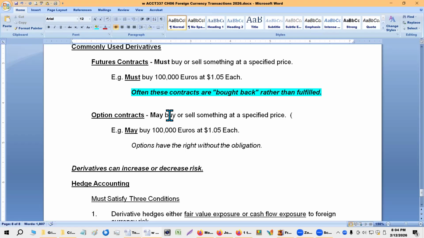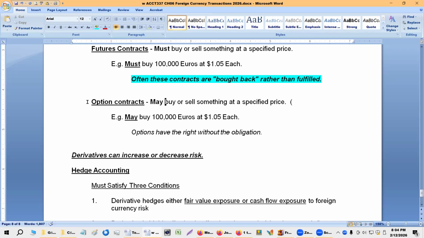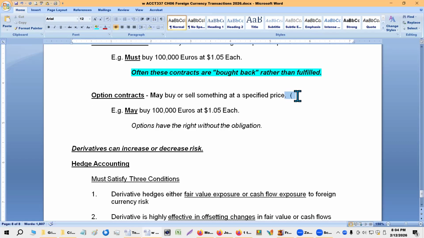Okay. Options are similar to futures, but with options you have the option of doing it. So option contracts mean you have the option of buying something. It could just be that you don't exercise the option if you don't want to. So you pay your money for it, and if you don't want to exercise it, you don't. But if the market goes against you, you can exercise it.